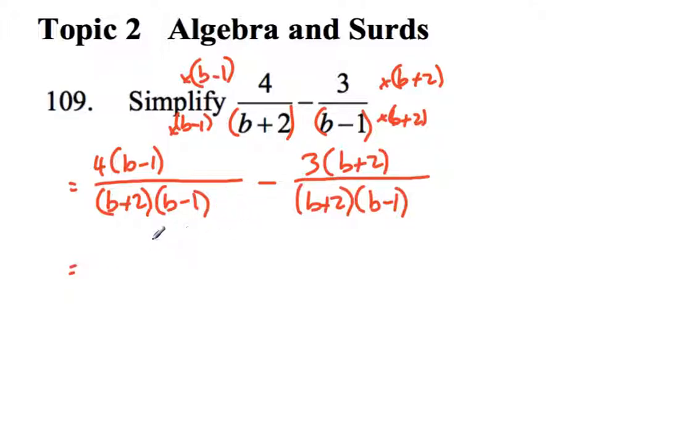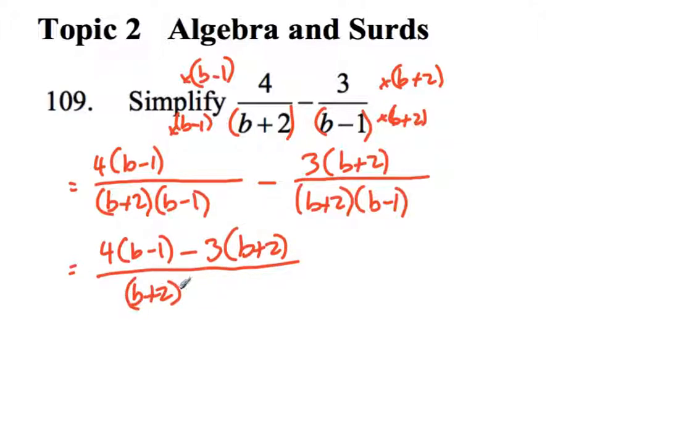Now we can write that all out as having the same bottom. That's the whole point of arranging it so it's got the same denominator. You've got 4 outside of b minus 1, minus 3 outside of b plus 2, all over that combined one there, b plus 2, b minus 1. Alright, so I'll just save room here. I'll come over here, and we're going to be expanding these to see if we can collect some like terms on the top.